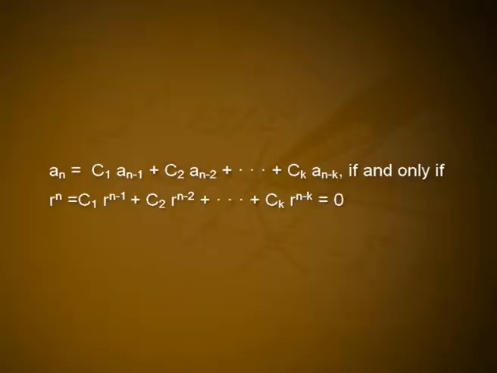The basic approach for solving linear homogeneous recurrence relation is to look for solutions of the form a_n is equal to r raised to n, where r is a constant. Note that a_n is equal to r raised to n is a solution of the recurrence a_n is equal to C1 into a_(n-1) plus C2 into a_(n-2) plus etc. plus Ck into a_(n-k) if and only if r raised to n is equal to C1 into r raised to n-1 plus C2 into r raised to n-2 plus etc. plus Ck into r raised to n-k.